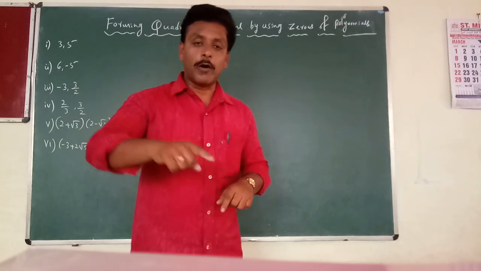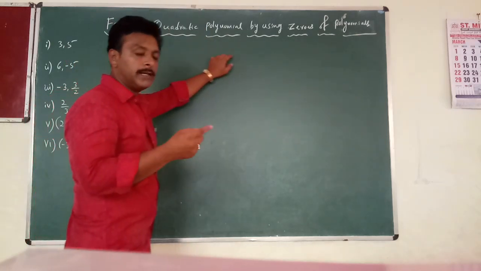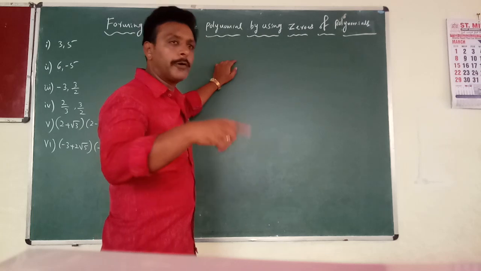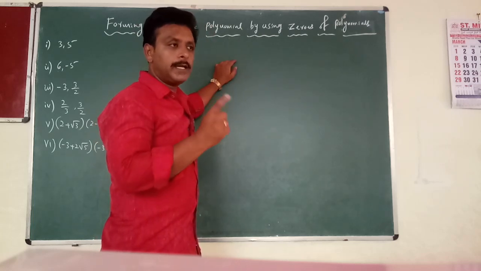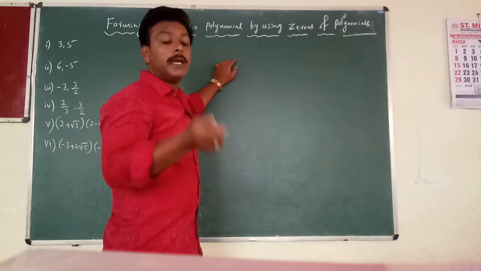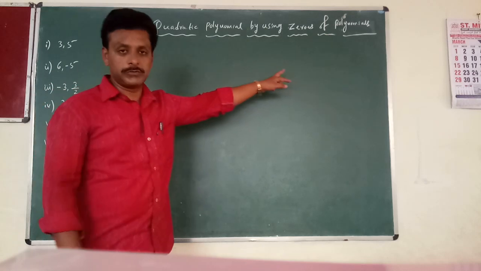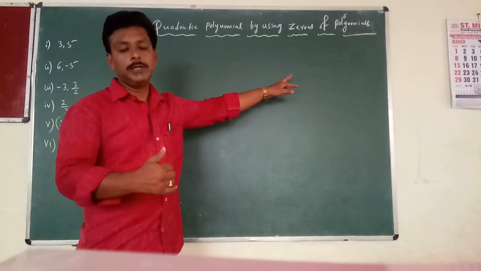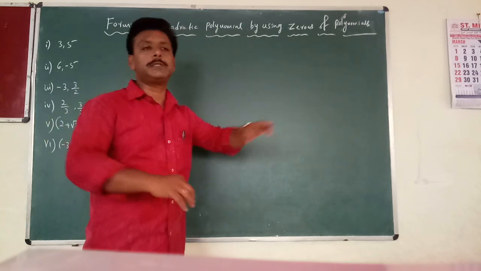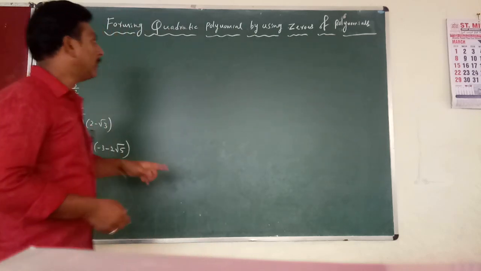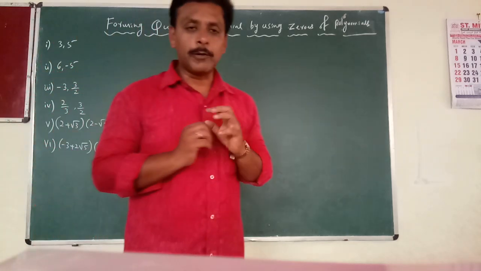There also we formed a quadratic polynomial, but there they gave us the sum of the zeros and the product of the zeros. They didn't give us zeros. Instead of sum and product, now they are going to give you zeros. By taking the zeros, you have to find the sum of the zeros, find the product of the zeros, then form the quadratic polynomial. I think you understood what we are going to discuss.